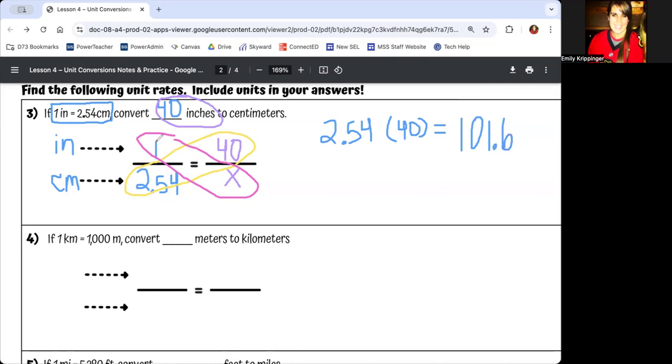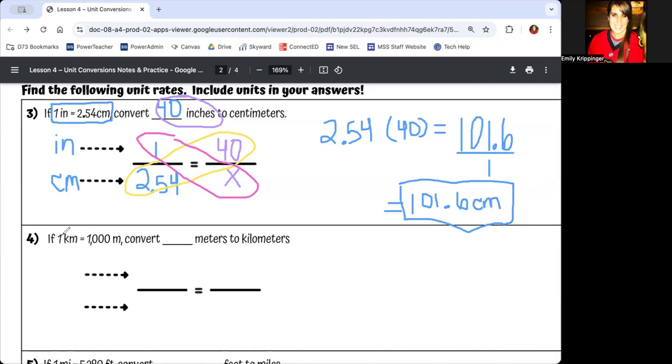And then step 2, we divide by the other number in the other diagonal, which is 1. So I'm going to divide this by 1, and I get the same number, 101.6. The units that we are solving for, X was on the bottom. That corresponds with centimeters. So 101.6 centimeters.